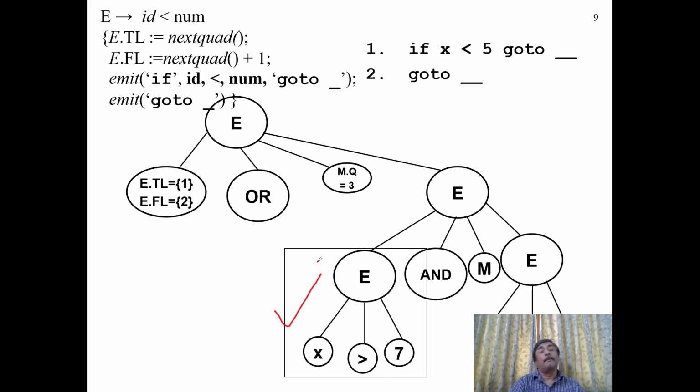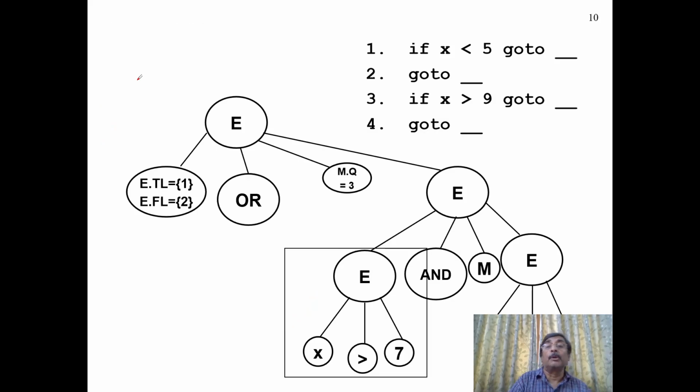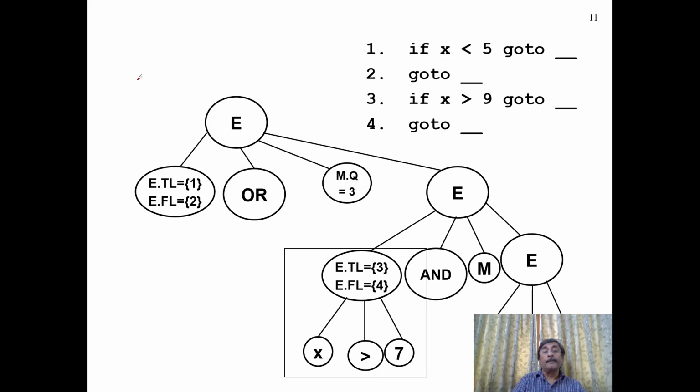A similar reduction. First, E.true and E.false will be calculated. What are they? They are 3 and 4. This is 3, but that does not mean that the current quad has increased, right? The current quad remains at 2. So next quad will always give me 3, and this will give me 4. And then these two conditional and unconditional gotos. It will look like this one. This will remember 3, this will remember 4, and these two lines will be generated.